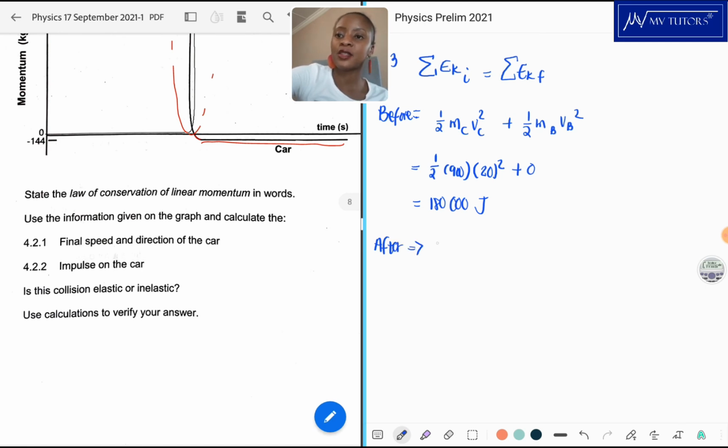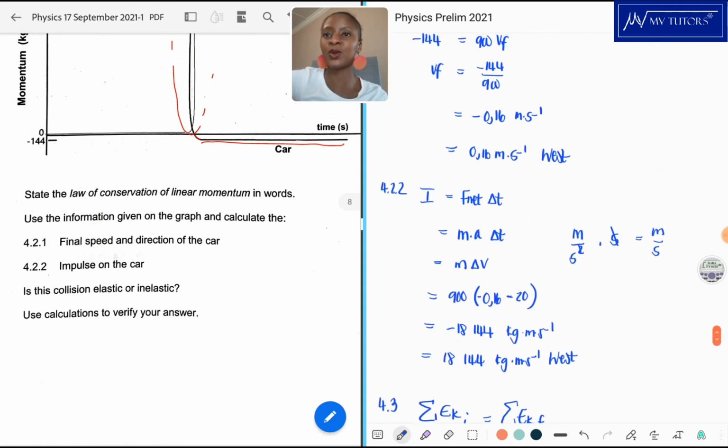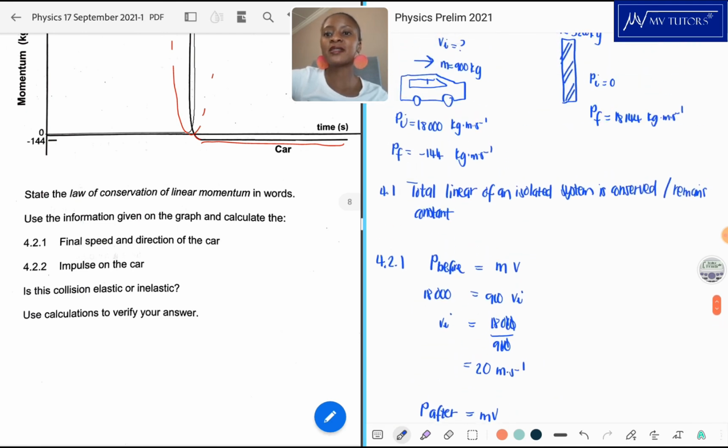Okay, so again we have half the mass, 900, and the final velocity, negative 0.16 squared, and then half the mass, 3,200, and the velocity. Okay, I actually do not know the velocity of that.